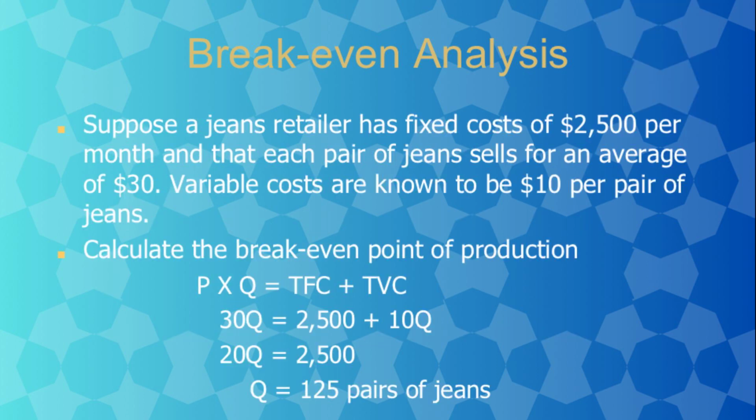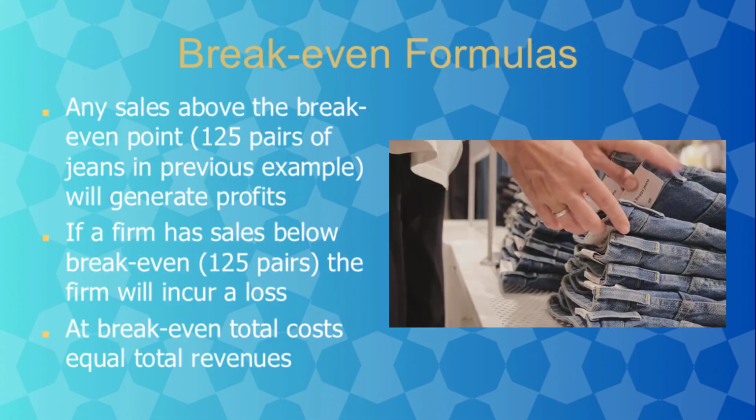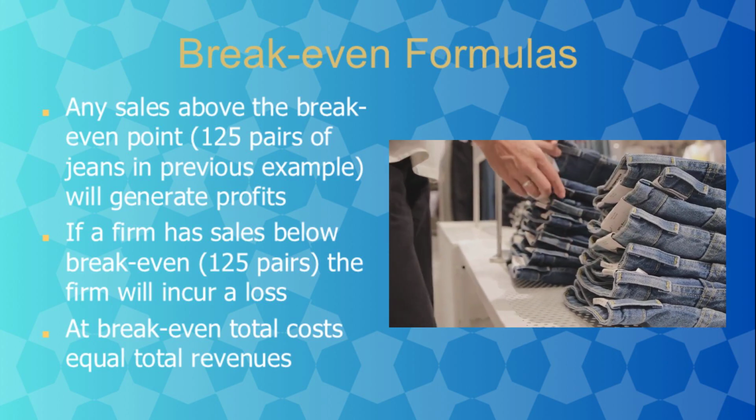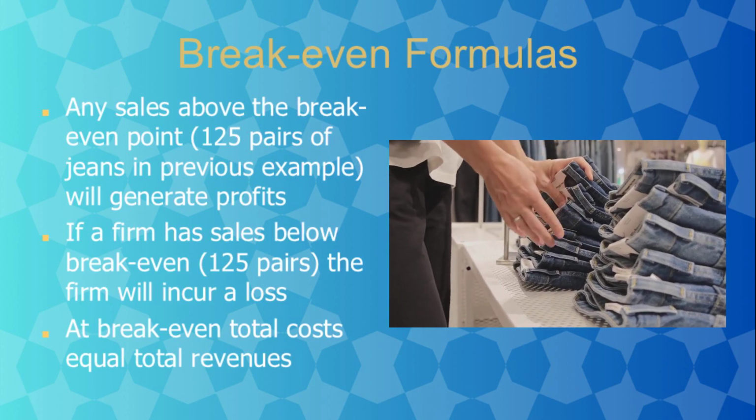Suppose a jeans retailer has fixed costs of $2,500 per month, and each pair of jeans sells for $30 with variable costs of $10 per pair. To calculate the break-even point, we use the formula: fixed costs divided by contribution per unit. The contribution is the price minus the variable costs. In this case, the break-even point is 125 pairs of jeans. Any sales above the break-even point will generate profits, while sales below the break-even point will incur a loss.